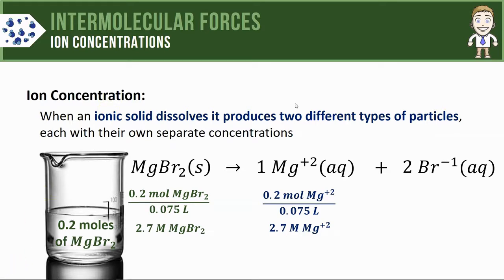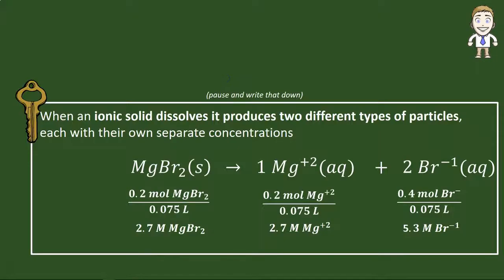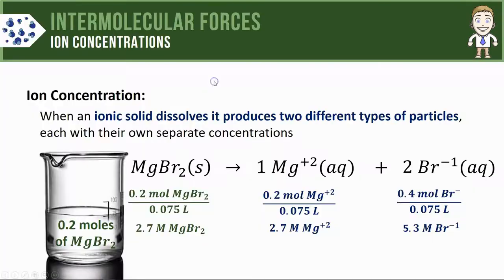It's a little bit different for the bromide though, because every time that MgBr2 splits apart, you get twice as many bromide anions being produced. That means there isn't 0.2 moles of those, there's actually twice as many, 0.4 moles. That makes the molarity of the Br- 5.3 M, or twice as much as the others. So we have three different molarities, all of which describe the concentration of this ionic solution. Make sure to take some time and write these ideas down.